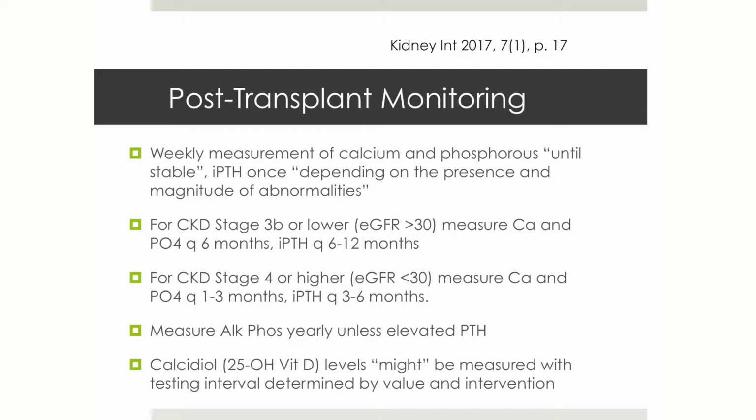For stage 3B, a GFR of greater than 30, they suggest measuring calcium and phosphorus every 6 months and a PTH every 6 to 12 months. For stage 4 or higher, GFR less than 30, to measure calcium and phosphorus every 1 to 3 months and PTH every 3 to 6 months. And they do suggest something that we don't necessarily do, which is to measure alkaline phosphatase yearly, unless the patient has an elevated PTH, and then they suggest you measure it more frequently.